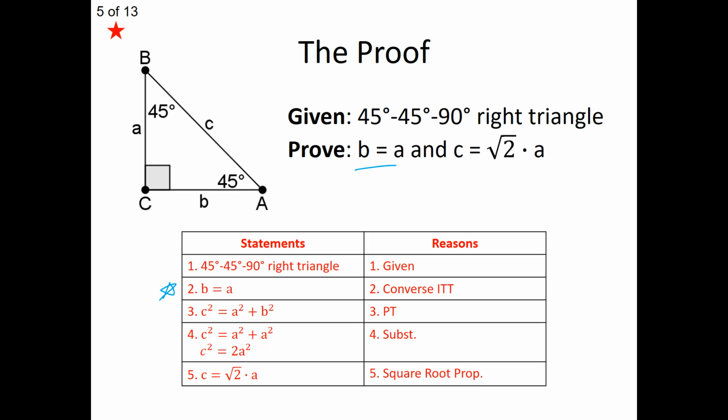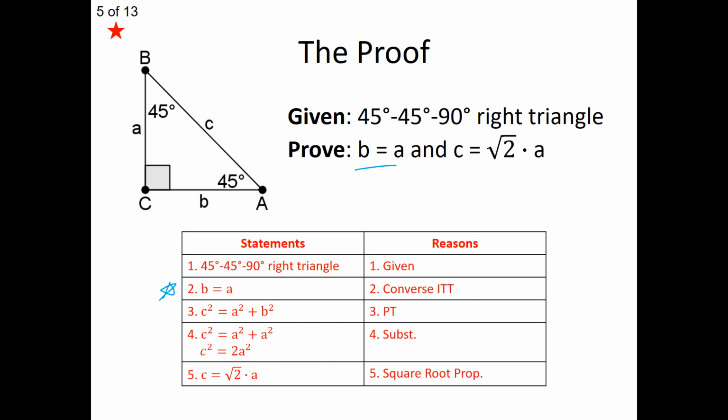Now we're going to use that fact. We're going to use that B and A are equal as we now move into the second part of our proof statement, which is to show that C is equal to the square root of 2 times A. And really what the proof turns into is some more algebraic properties. So in step 3, we use the Pythagorean theorem to say that c squared is equal to a squared plus b squared.